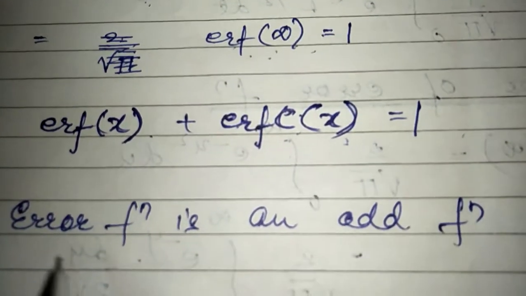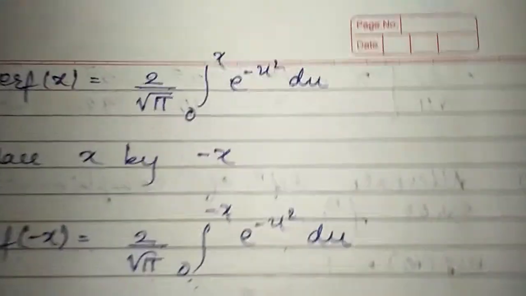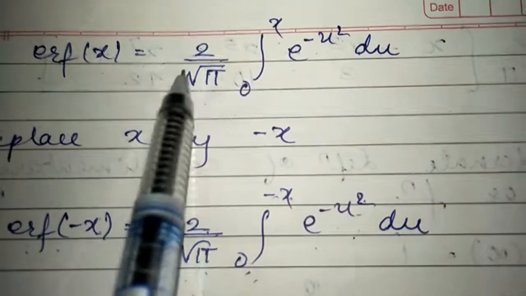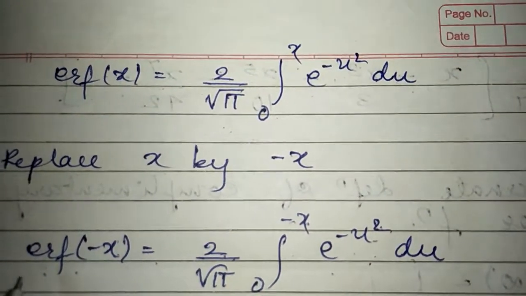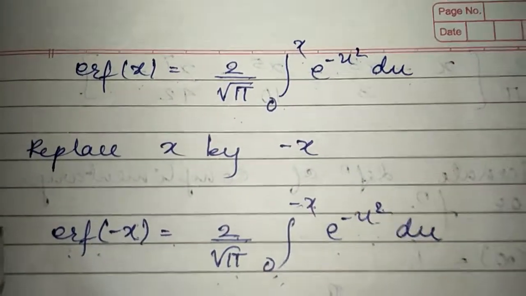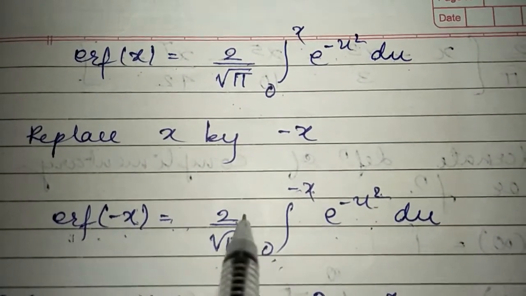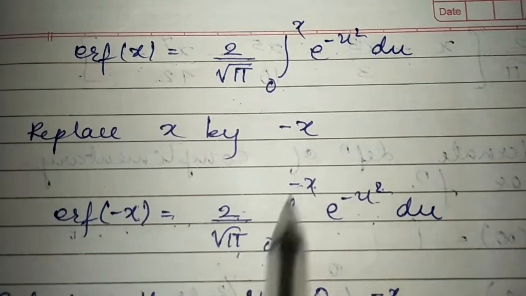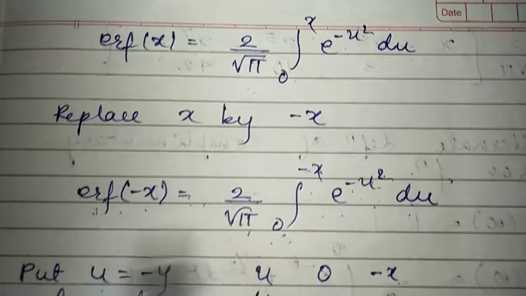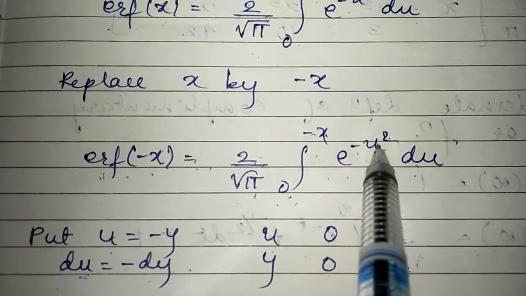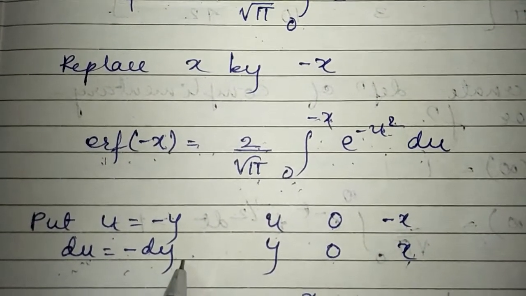One more property. We have to show the error function is an odd function. Now error function of x is equal to 2 upon root pi integral 0 to x e raised to minus u square du. We'll replace x by minus x. So error function of minus x is equal to 2 upon root pi integral 0 to minus x e raised to minus u square du. Now here we'll put u is equal to minus y. So du will be minus dy.